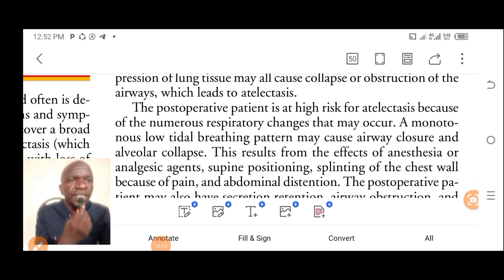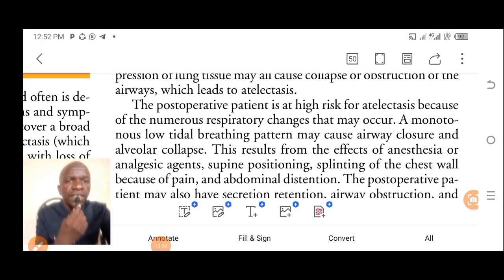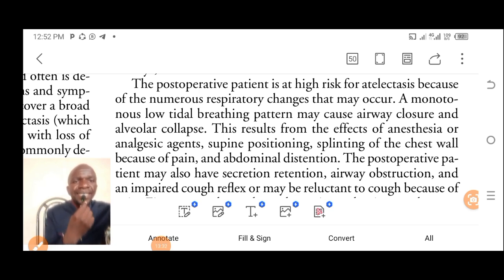The post-operative patient is at risk for atelectasis because of the numerous respiratory changes that may occur. A monotonous low tidal breathing pattern may cause airway closure and alveolar collapse. This results from the effects of anesthesia or analgesic agents, supine positioning, splinting of the chest wall because of pain, and abdominal distension. So you see that in the post-operative period, soon after surgery, when someone has been taken back from theater, some of the anesthetic drugs depress breathing, they affect breathing, so there won't be enough air in the alveoli, which also causes lung collapse.